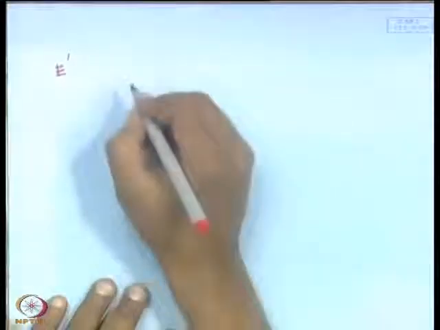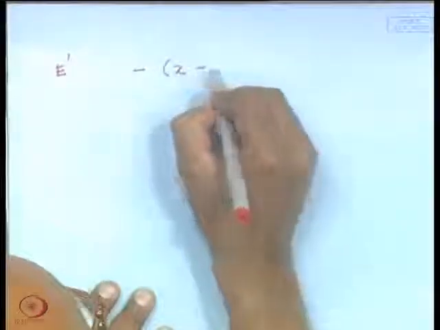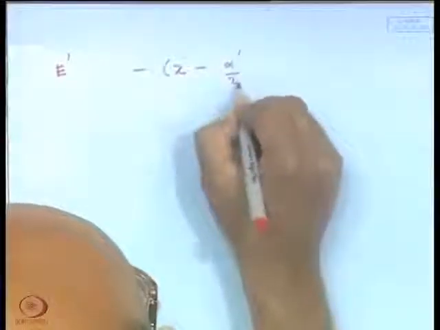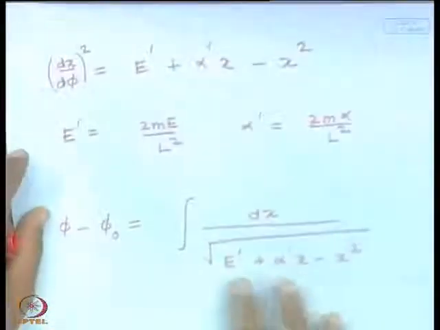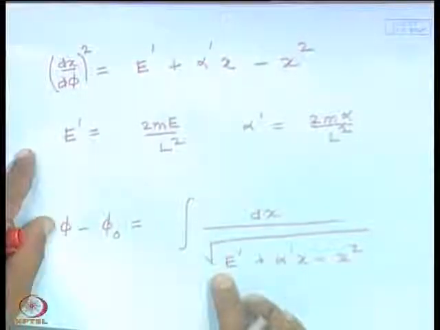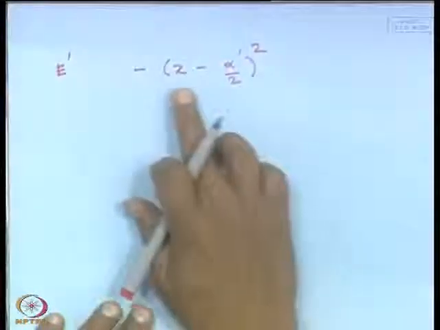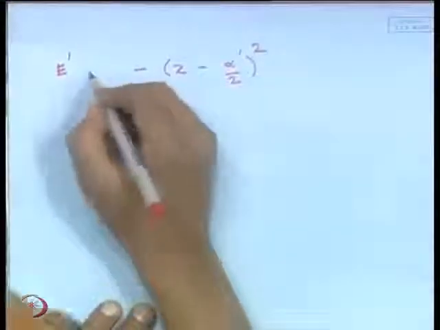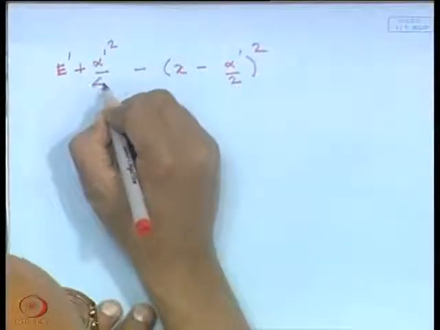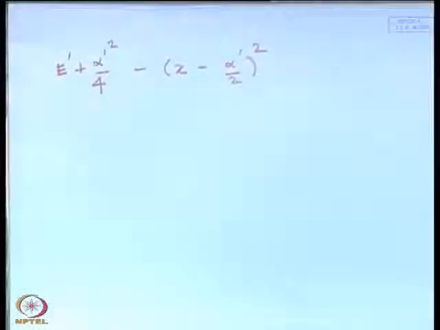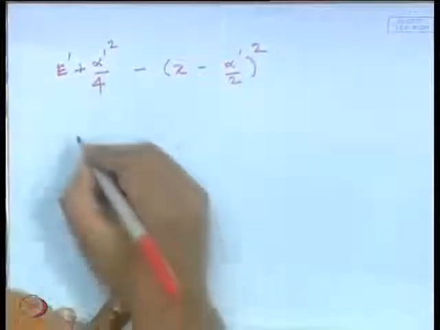We write this as E prime minus x minus alpha prime by 2 square. So we want to write the term that occurs inside the square root, and I am writing it as E prime minus this. So I will have x square and I will have minus x square, which is there. I will have plus alpha prime into x. So I have one extra term which is minus alpha prime square by 4, so I have to add plus alpha prime square by 4. So this is the term that occurs under the square root in the denominator.